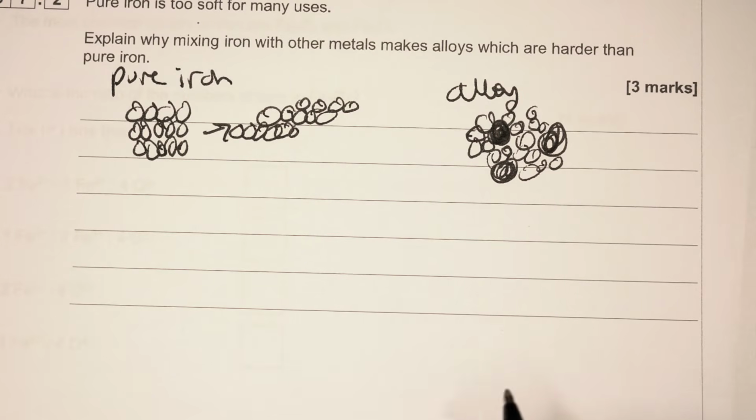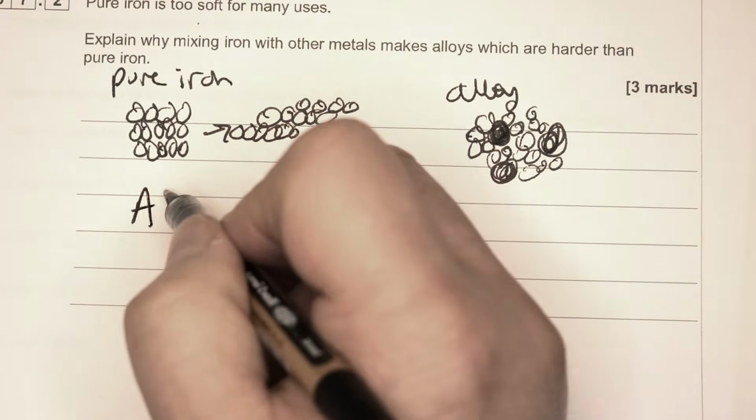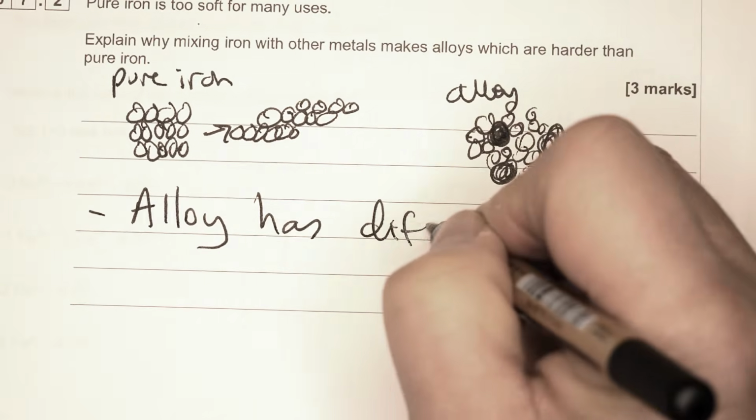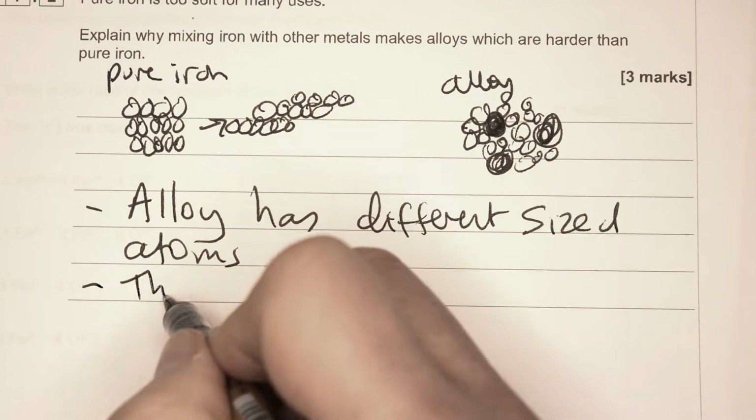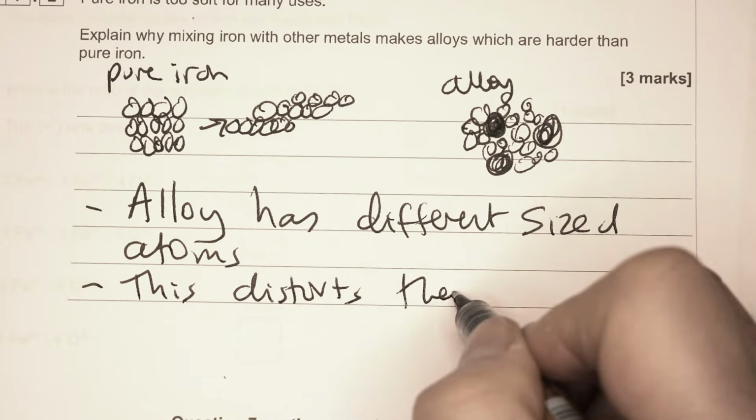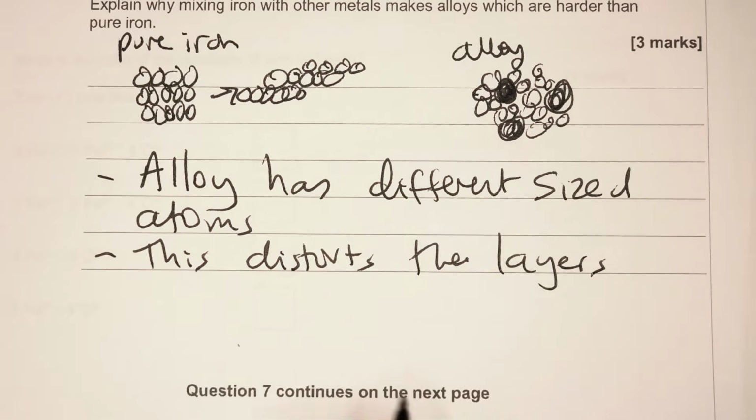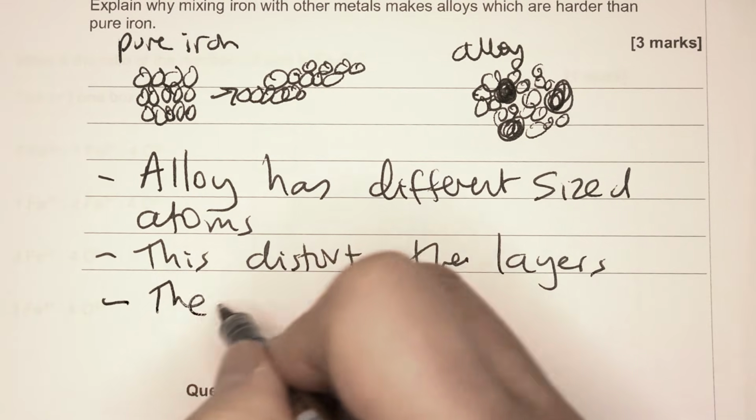So for our answer, we need to say an alloy has different sized atoms. That distorts the layers. And that means the atoms can't slide past each other.